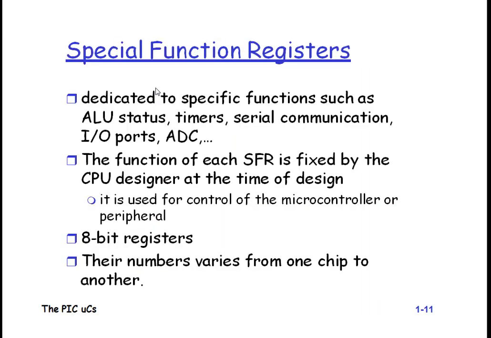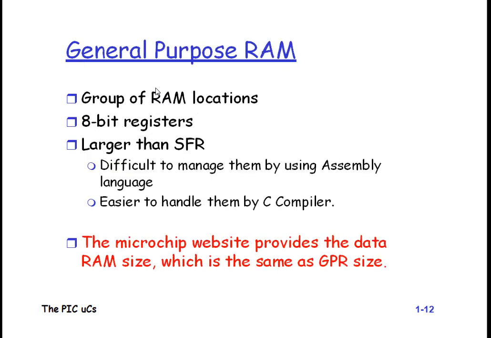Special function registers. The function of each SFR is fixed by the CPU designers at the time of design. When a designer makes a processor, there are some selections before finalizing it. It is used for the control of the microcontroller or peripherals attached to the controller. It is dedicated to specific functions such as ALU status, timer, serial communications, IO ports, and ADC. SFRs are 8-bit registers. Their number varies from one chip to another.